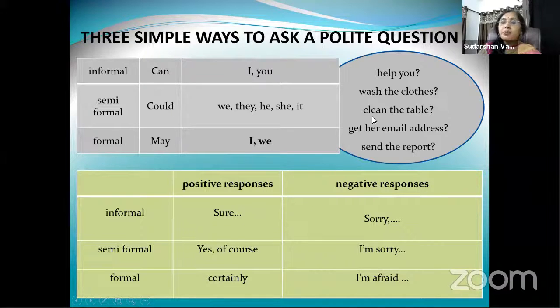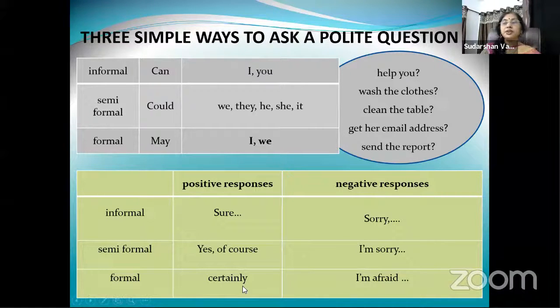Could we clean the table? I'm sorry. Leave it. We'll do it ourselves. We don't want our guests to do it. Could they wash the clothes? Could they help you? I'm sorry. Leave it. I'll do it myself. I don't need any help.